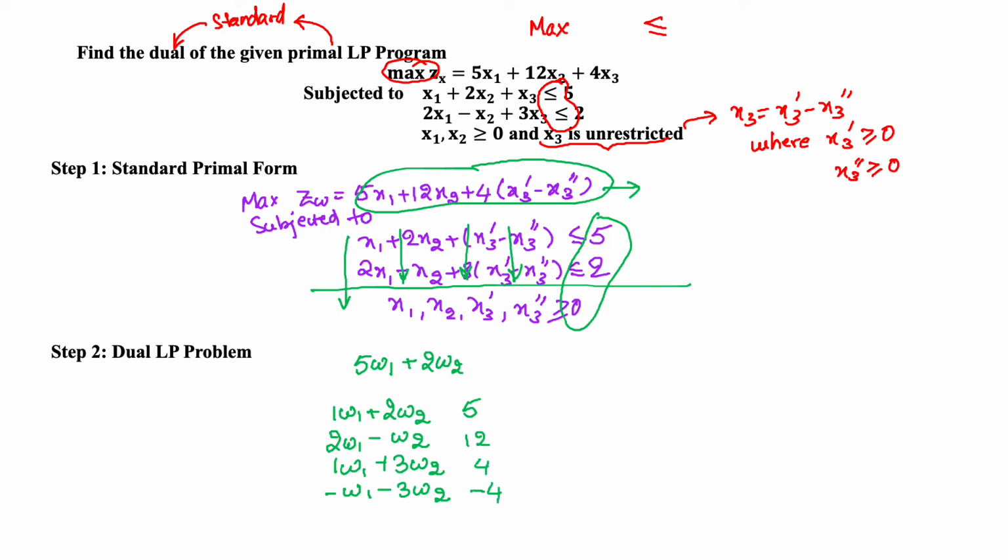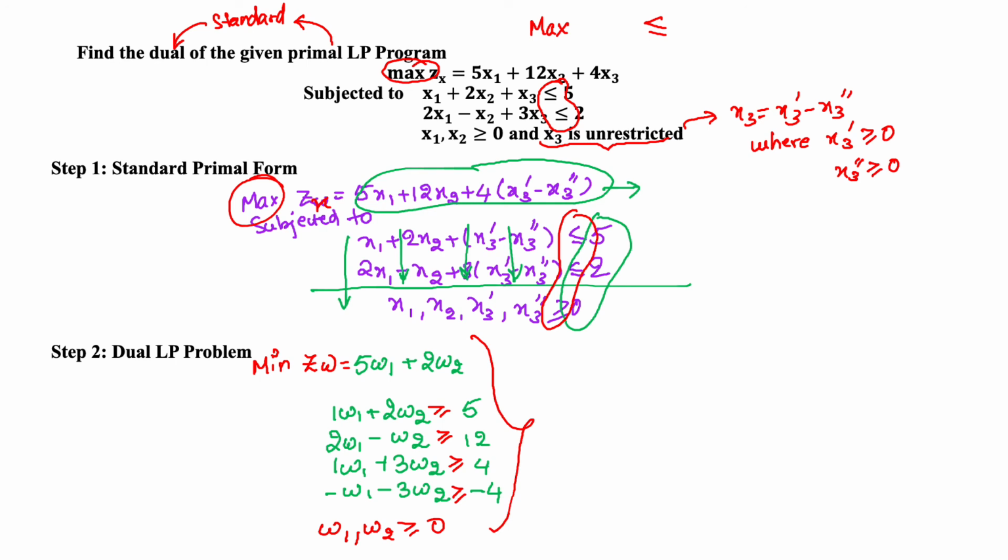Okay. Next, I will convert all my less than or equal to constraints into greater than or equal to form in the dual problem, and the maximization problem will become a minimization problem. This is Zx, this is Zw. Okay. So that's my new objective function, and all my decision variables will be greater than or equal to 0. So that's the dual form of the given primal LP problem.